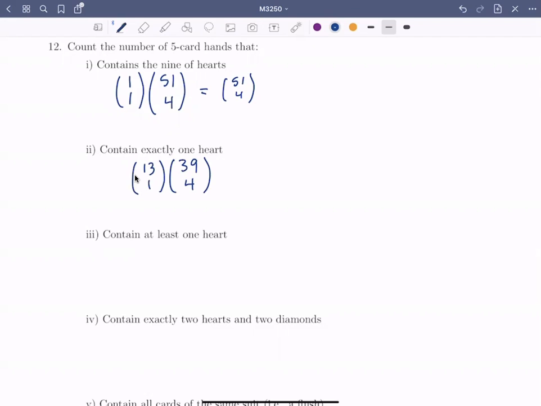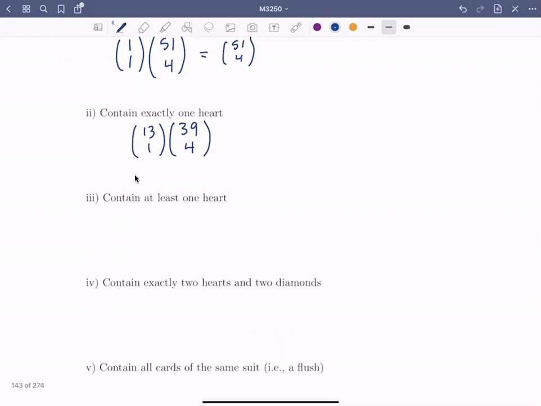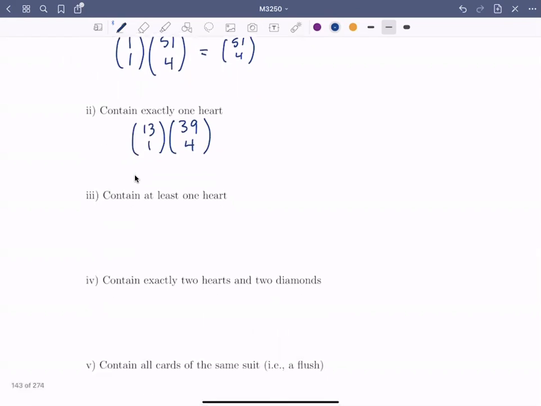And so whatever this number works out to, that's going to be the number of 5-card hands that contain exactly 1 heart. Now, how many contain at least 1 heart? This is a little bit different, and there are 2 ways that you can count this. What you can do is think about the total number of 5-card hands that you have, and then subtract the number of hands that don't have any hearts, because what you'll be left with will be the ones that have at least 1 heart. So how many have exactly no hearts?